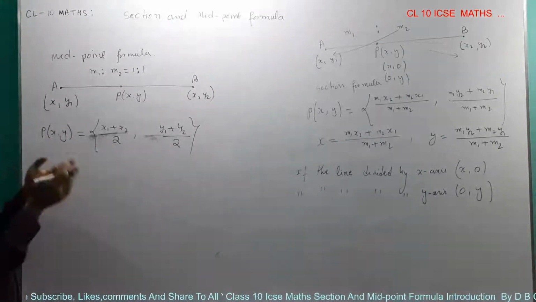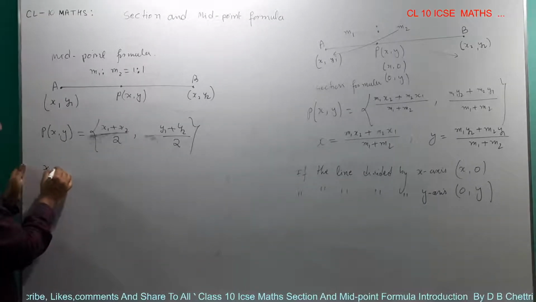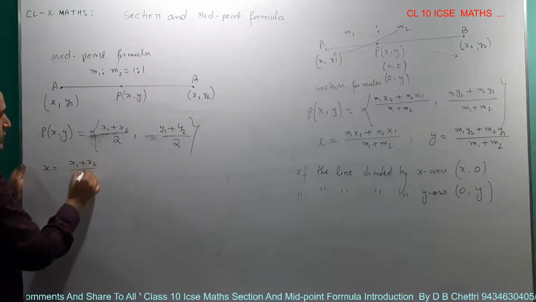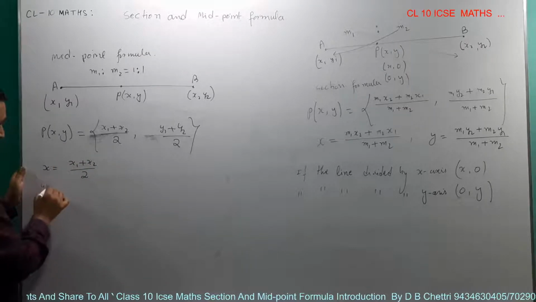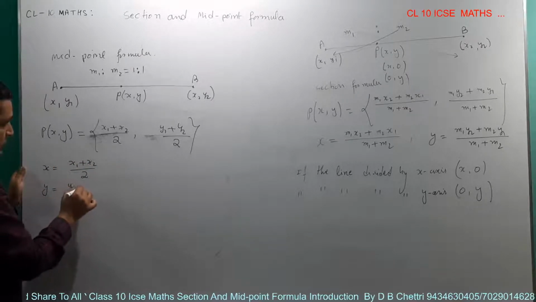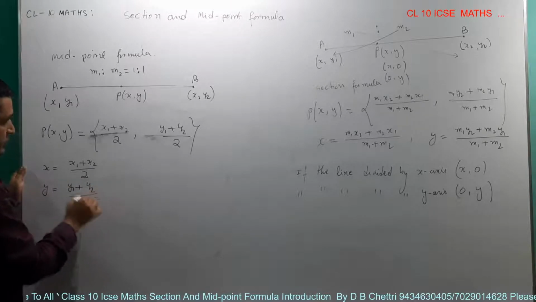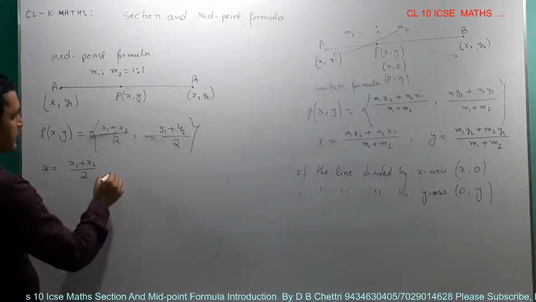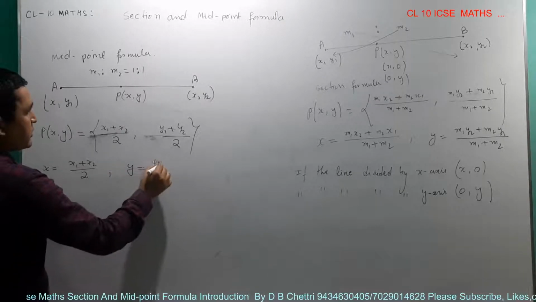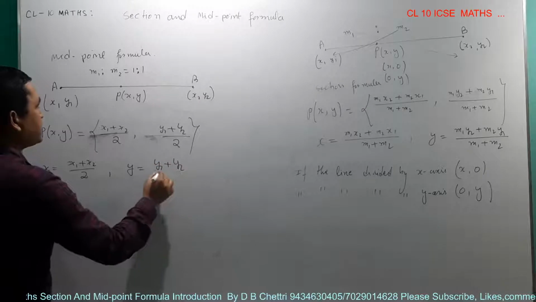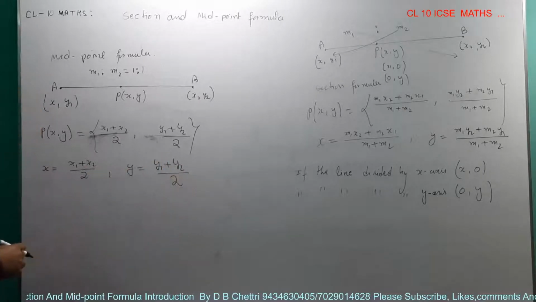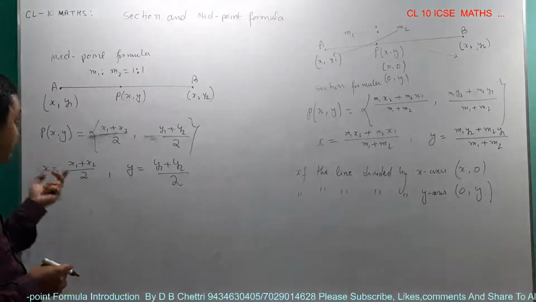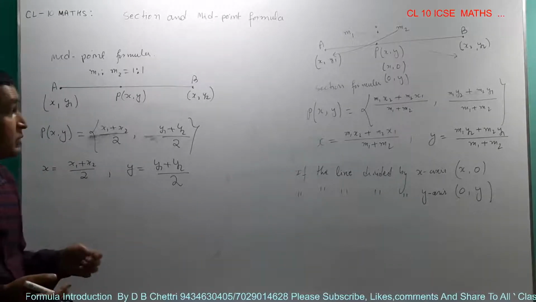If you want to find them separately, then what is the formula for x? x equals x1 plus x2 divided by 2. Then y equals y1 plus y2 divided by 2. Now you can do the same thing mentally also. The midpoint formula is very easy.